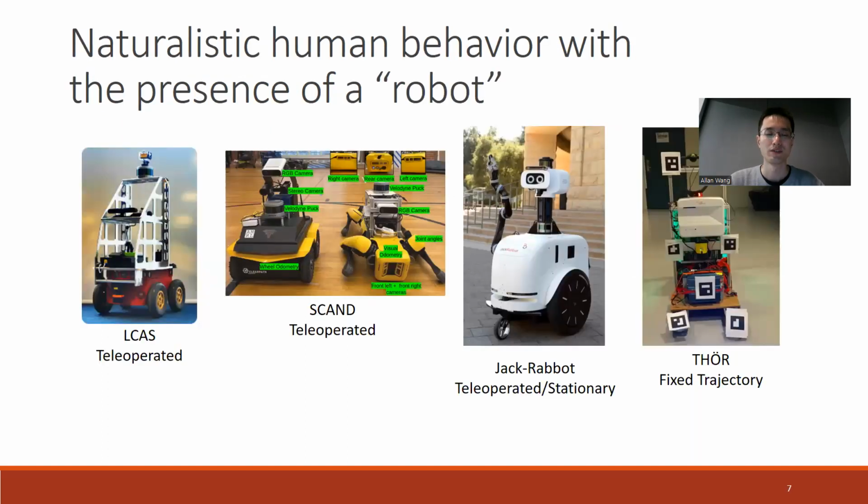Thirdly, we have natural human behavior with the presence of a robot. The robots used in prior egocentric datasets are often either tele-operated or following just fixed trajectories. This means that their navigation behavior often has certain artifacts and is not representative of how humans truly navigate.